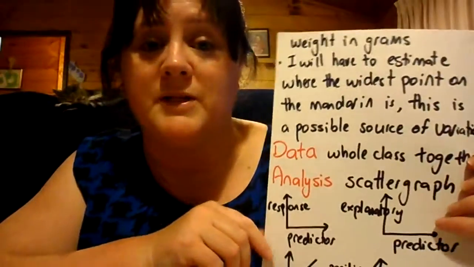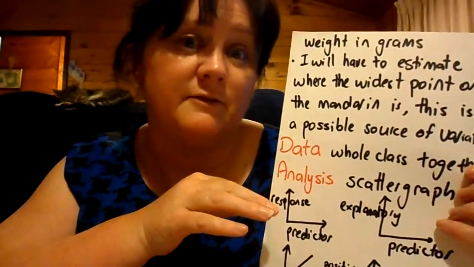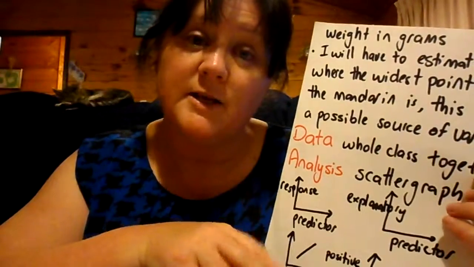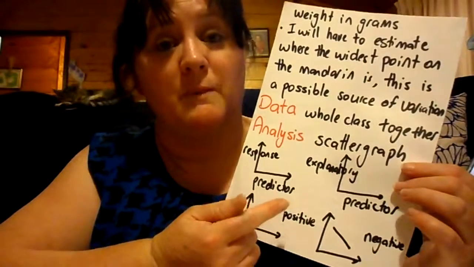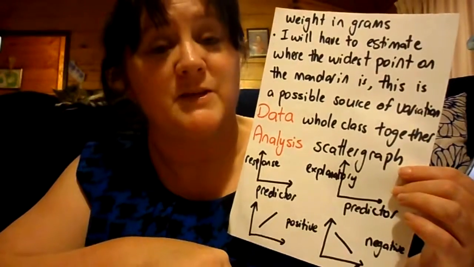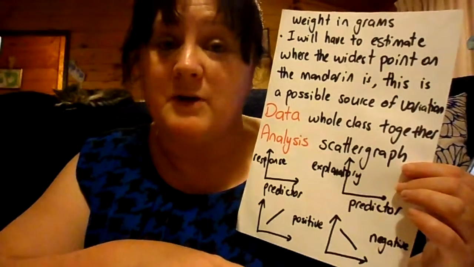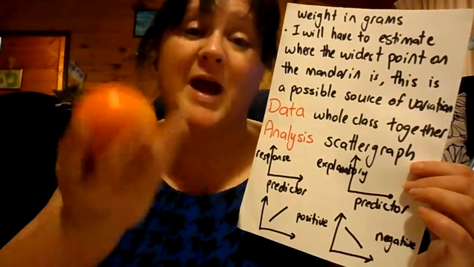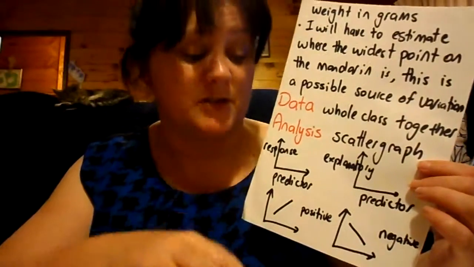Once you've done all of your bits of data, then we put the whole class together and I'll print out the data for you for the second session. And the second session is the analysis. The analysis, we do a scatter graph. Remember that a scatter graph has the predictor variable on the bottom and the response variable or explanatory variable up the side. In this case, it doesn't really matter which way around they go, but it makes sense that the circumference predicts the weight of our mandarin. So we're going to put circumference on the bottom and weight up the side.